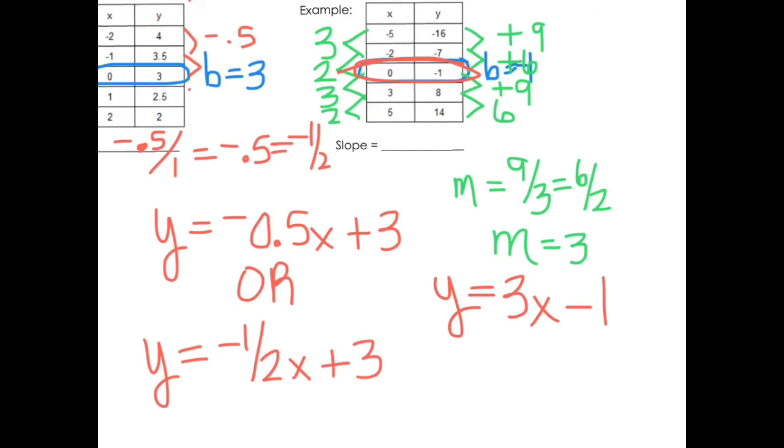So that's what you're going to work on today. Primarily, you are going to do those three things. Write an equation given the slope and the y-intercept. Look at a graph, determine the slope, find the y-intercept and write an equation. And lastly, you'll have an example using a table of values. Good luck.